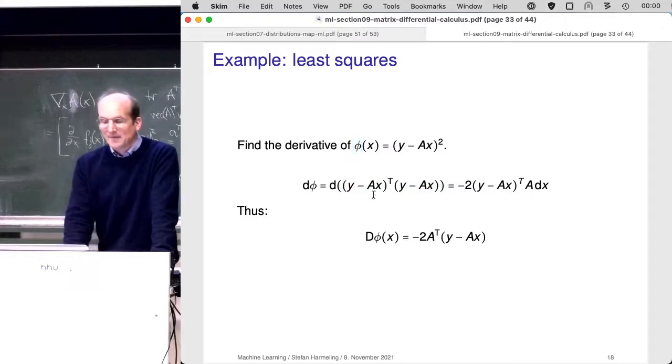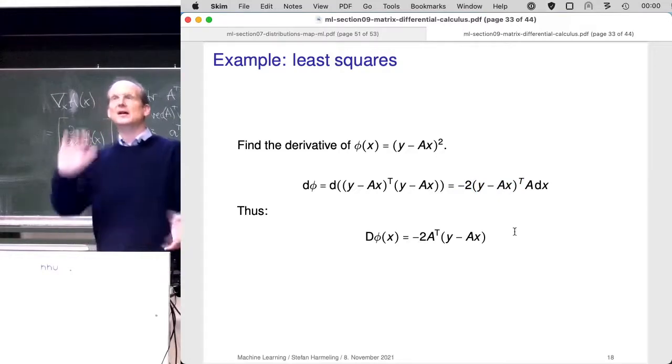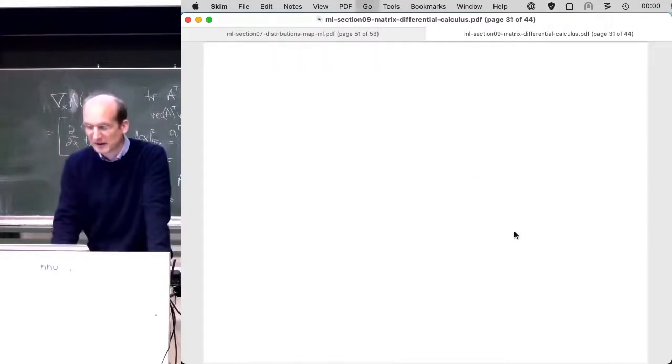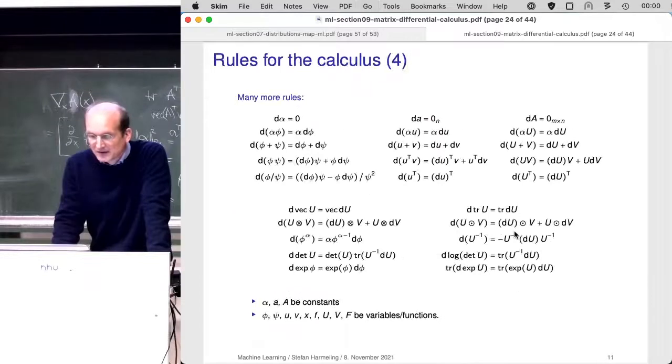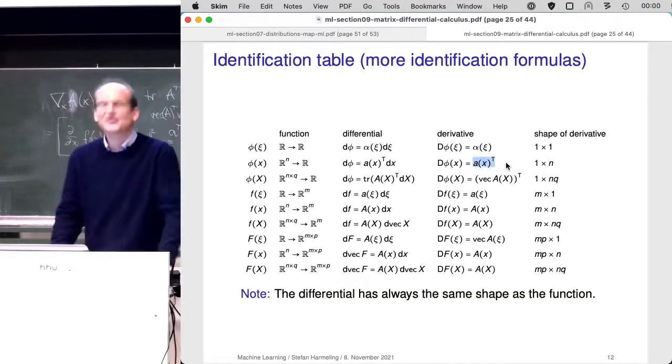Okay, good. When you do the math now, you can do some tricks here, basically applying the rules of calculus, and you get this expression, some new vector transpose times A times dx. And then you can read off the derivative, where here I transpose the whole thing. So why did I transpose it? Because that's how we wrote down the... okay, I didn't write it down like this. I transposed it. I messed up here.